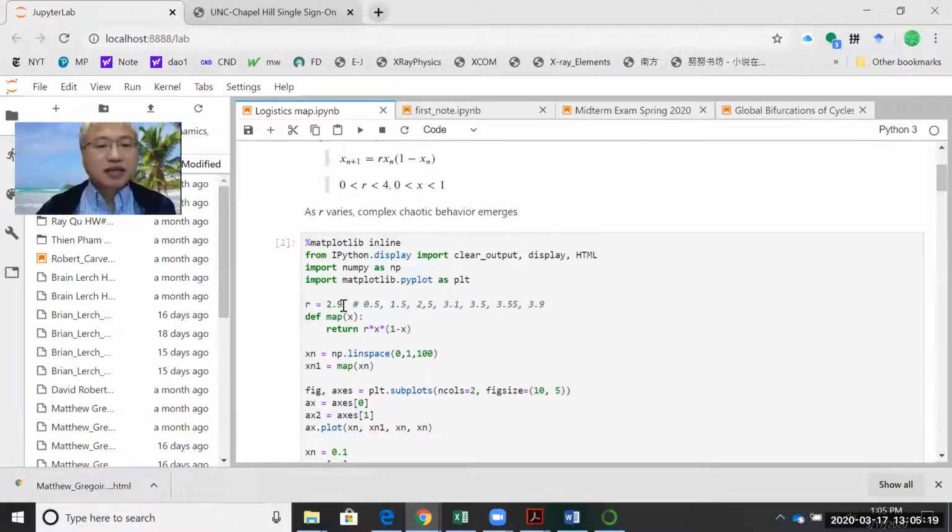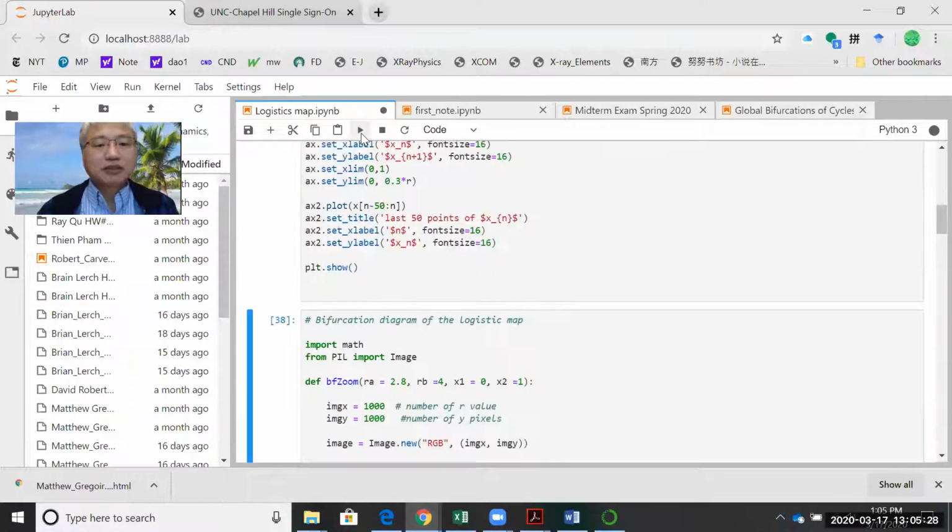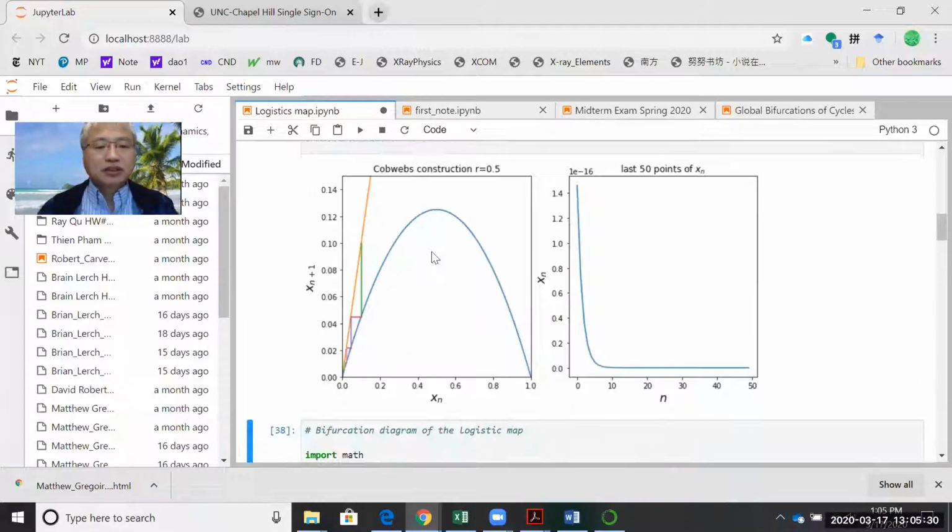So let's try, say, r equal to 0.5, and I'm going to run this. So you can see this is r equal to 0.5, and I have this line, y equal to x. You can notice I have different scales on the x and y axes. If I start here, the cobweb construction will just go down. So that is a stable fixed point, and this is the only fixed point. And if you look at x_n as a function of n, you notice it just goes down and quickly goes to 0.